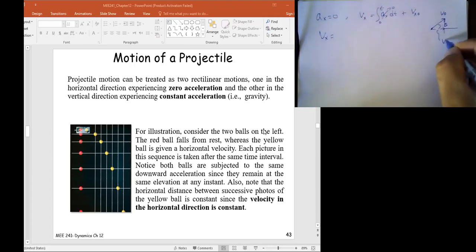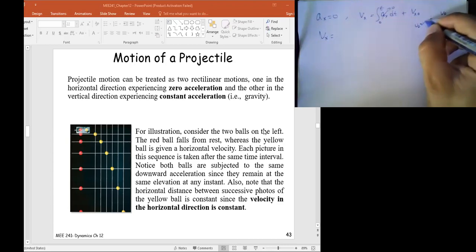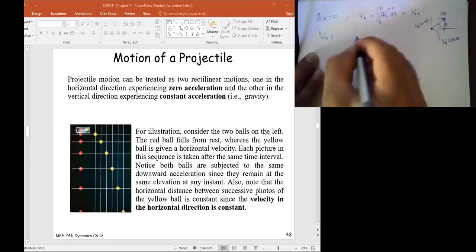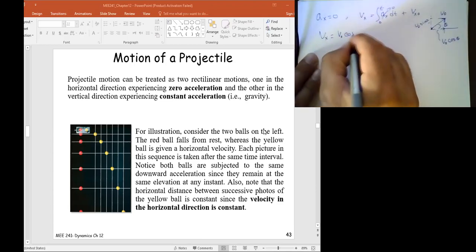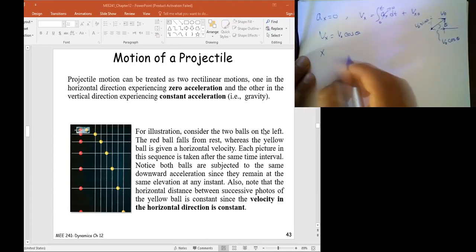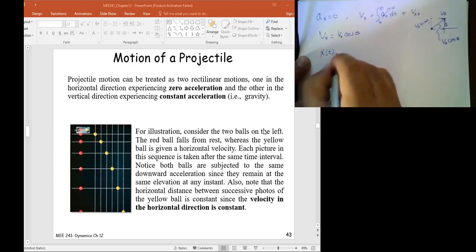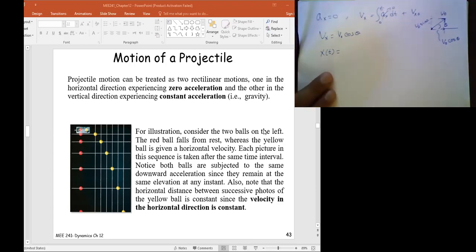v0x, v0y. That is v0 cosine theta in the x direction, and v0 sin theta in the y direction, right? So my velocity in the x direction is going to be equal to v0 cosine theta. How about my x as a function of time? How can I find that?